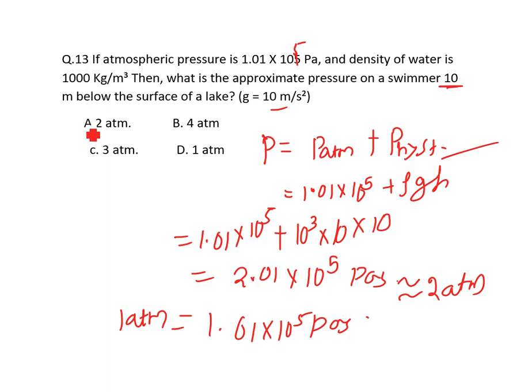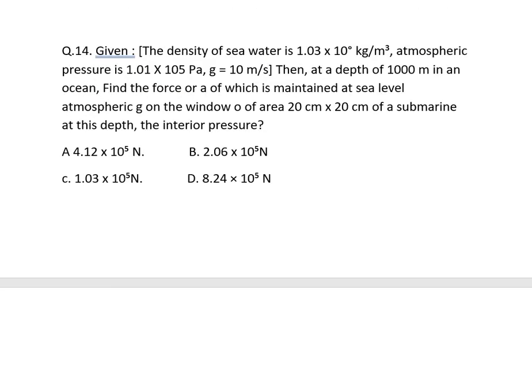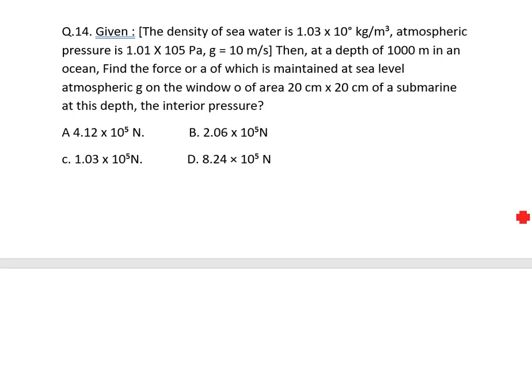Atmospheric pressure is another unit of pressure, so that is option A. So clear? Your next question, question number 14. Given the density of seawater, atmospheric pressure, and a depth of 100 meter in an ocean, find the force.